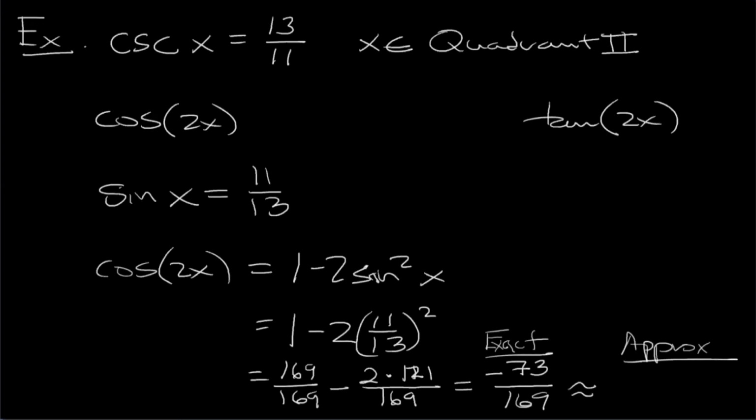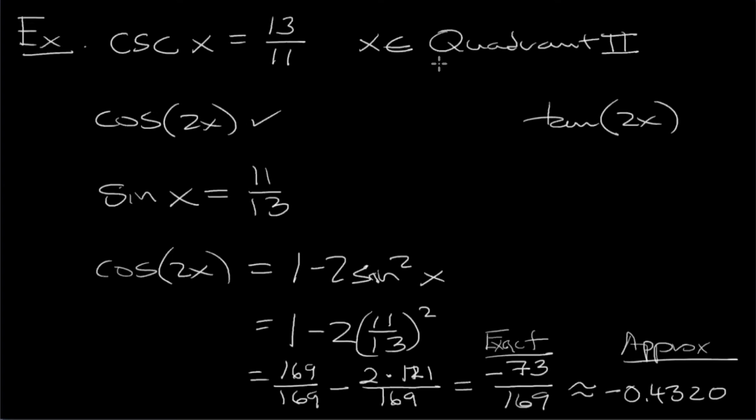And don't forget when you're doing these that you should use at least 4 decimal places or more. So let's see, negative 73 divided by 169. Negative 0.4320, like that. Okay, there we go. So then that's our approximate answer. That's our exact answer for this part only. So we've just done this part.